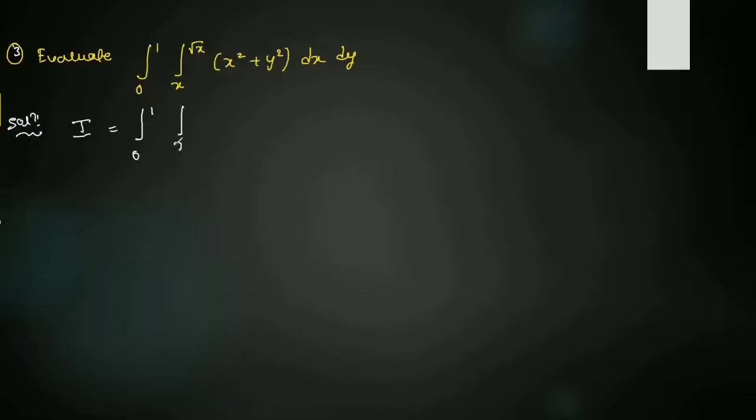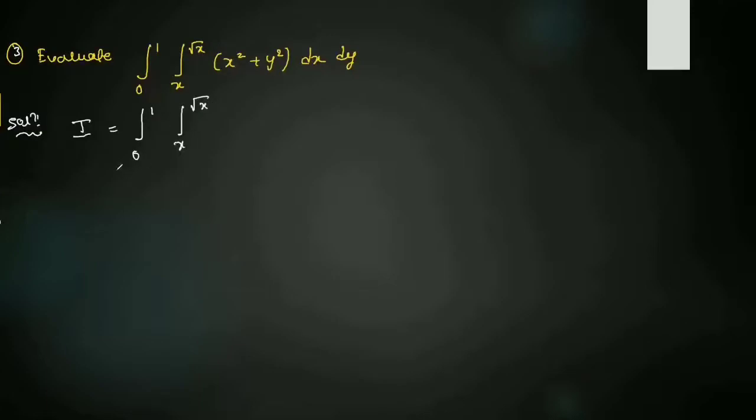Evaluate the integration from 0 to 1, integration from x to root x, of x square plus y square dx dy. So the solution: I is equal to integration from 0 to 1, integration from x to root x.